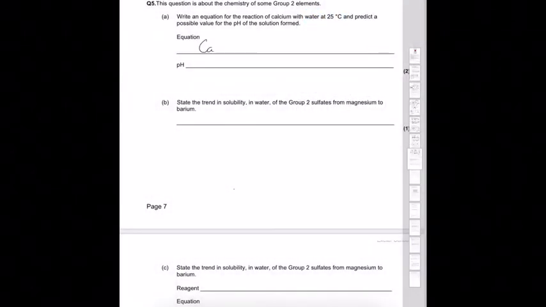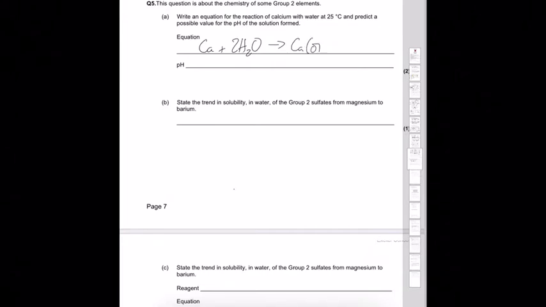Right, question 5. This question is about the chemistry of group 2 elements. Write an equation for the reaction of calcium with water. Calcium reacts reasonably quickly with water to form calcium hydroxide. Remember, metal plus water produces hydroxide plus hydrogen. The pH is not as high as it should be because calcium hydroxide is not that soluble. So though it's got a lot of hydroxide ions, because it's not very soluble, it doesn't release as many.